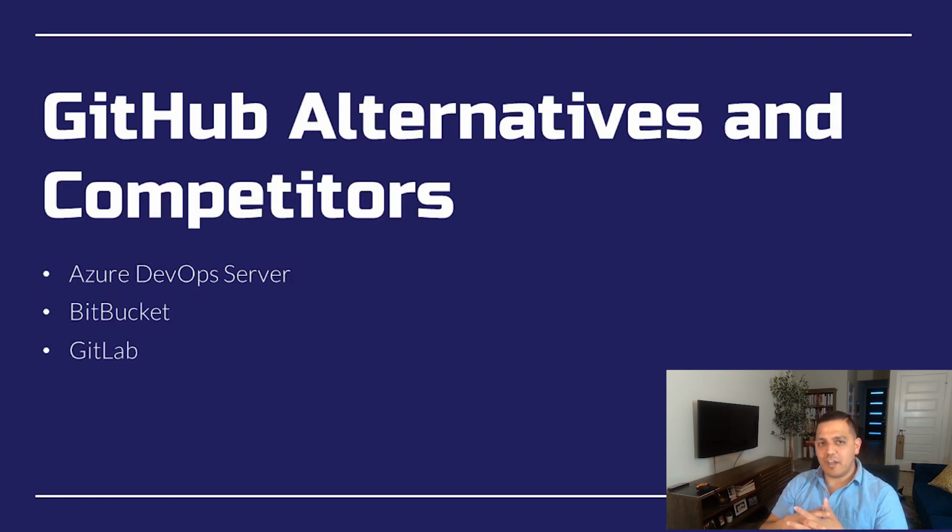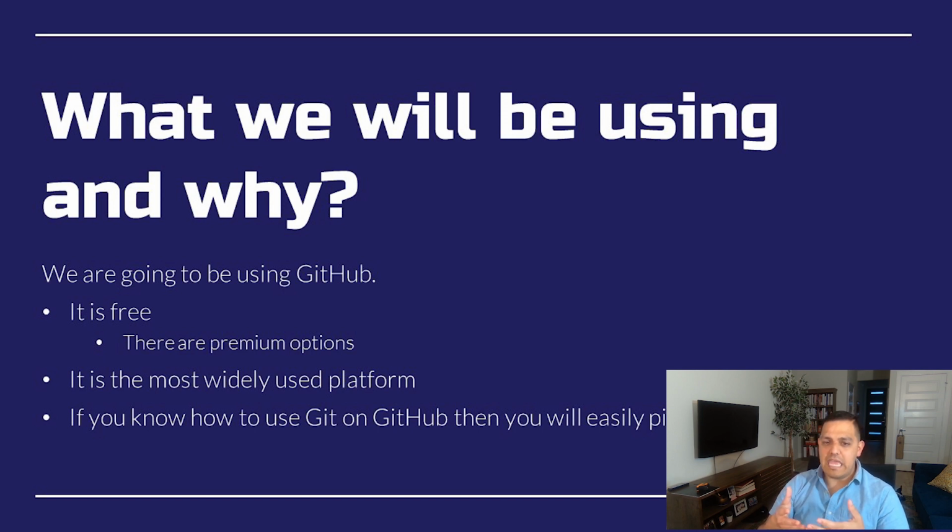Now that we know that GitHub is a company that hosts Git files, you're probably wondering, are there other companies that are doing the same thing? The answer is yes. Some competitors and alternatives to GitHub include Azure DevOps Server, Bitbucket, and GitLab. There are some others that exist, and if you look up GitHub alternatives or GitHub competitors, you'll find a list of them. But these are three that you'll probably see are common in job applications. They all have their different perks. But what we're going to be using is GitHub.